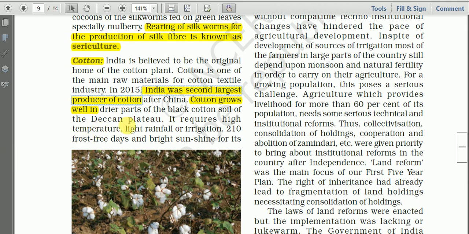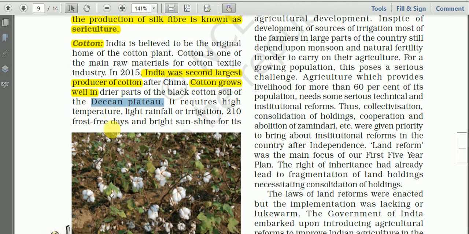And about geographical requirements, cotton grows well in the drier part of black cotton soil of the Deccan Plateau. That is why black soil is also known as black cotton soil, because this black lava soil is best suited for growing cotton. So it is grown in the Deccan Plateau, in the Maharashtra, Gujarat area. The best type of soil is black cotton soil.